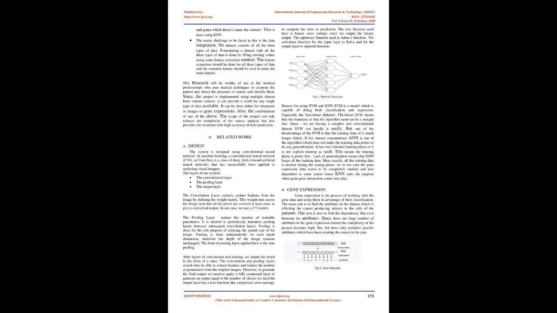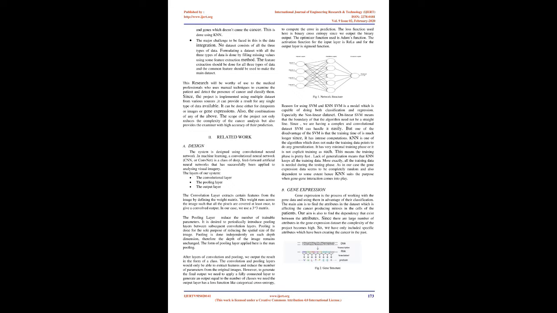The pooling layer reduces the number of trainable parameters. It is desired to periodically introduce pooling layers between subsequent convolution layers. Pooling is done for the sole purpose of reducing the spatial size of the image. Pooling is done independently on each depth dimension, therefore the depth of the image remains unchanged. The form of pooling layer applied here is max pooling.